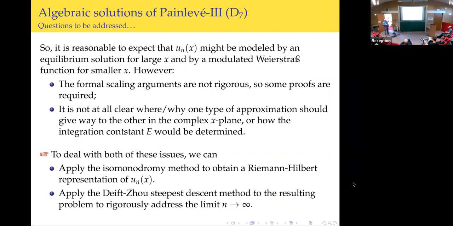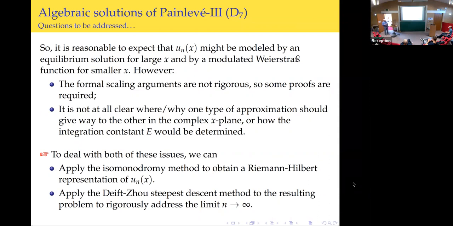And it's also not at all clear where or why one kind of approximation should somehow give way to the other in the complex x plane, right? Maybe there's the boundary of the bow tie, but where's that coming from? Nor is it clear at all how this integration constant E for our elliptic approximation would get determined. It somehow is just a constant.